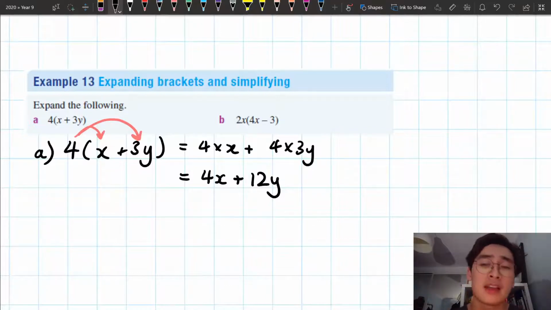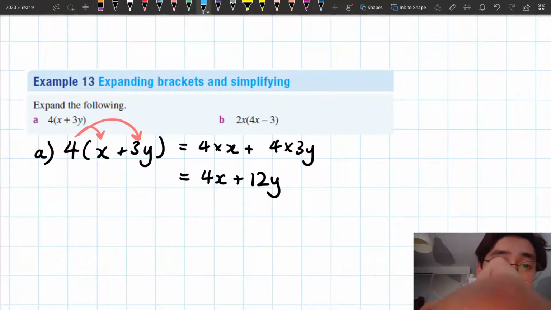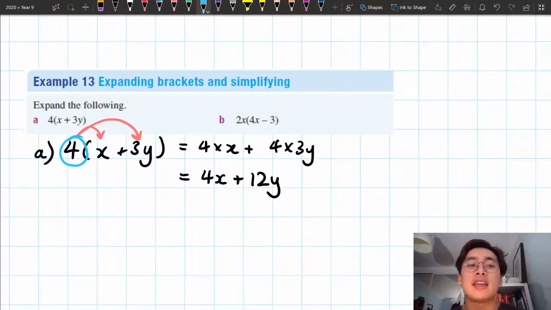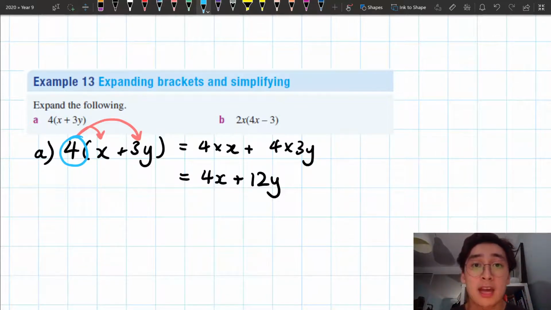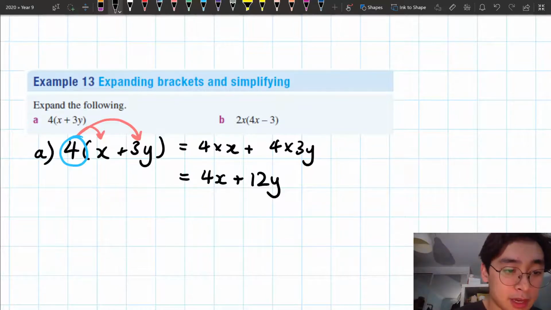Once again, we're just applying that same step. We're multiplying the term on the outside. So here, that term on the outside is this 4, and we're multiplying that into every single term inside my brackets.